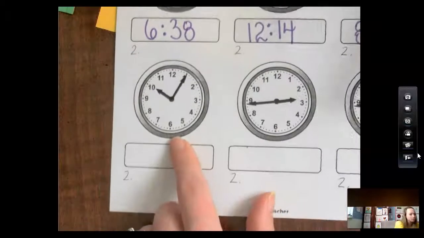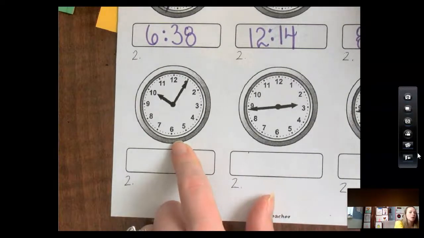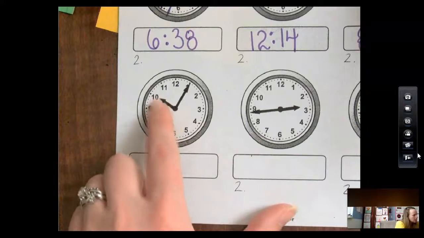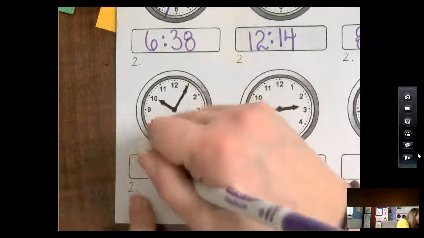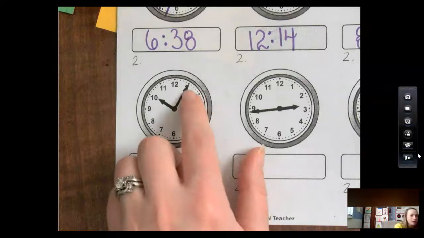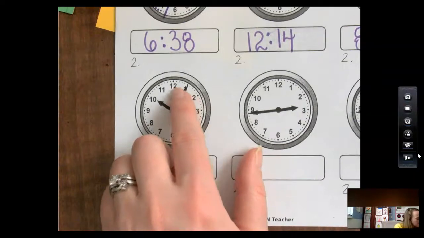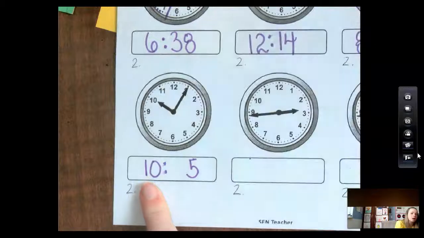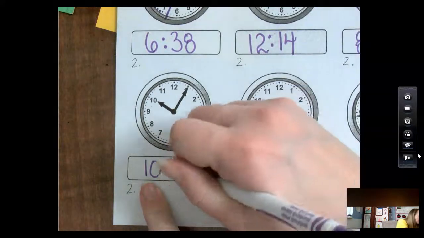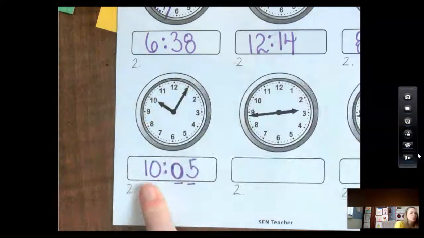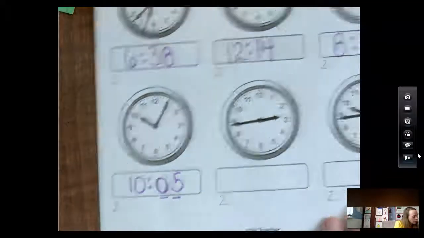Let's look at our next one. All right, our hour hand is always the short hand. Which one is our hour? Right here. So my hour is 10. All right, what's my minutes? My minutes is right on that number, so I'm going to count by 5s. 5. Now remember, I don't just write 5. That's not correct. I have to write 05. I have to hold that place value because in time, I have to have 2 numbers in my minutes column.